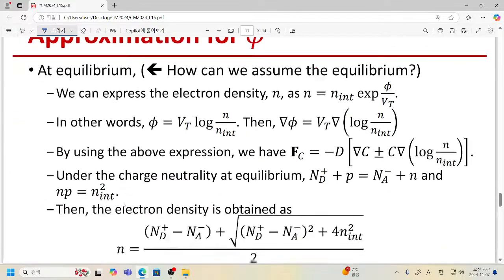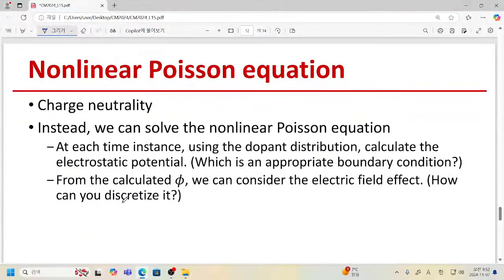So let me just go to the more rigorous one. The rigorous one is, of course, just to solve the Poisson equation. Poisson equation is the equation for getting the electrostatic potential. So please try to solve nonlinear Poisson equation.